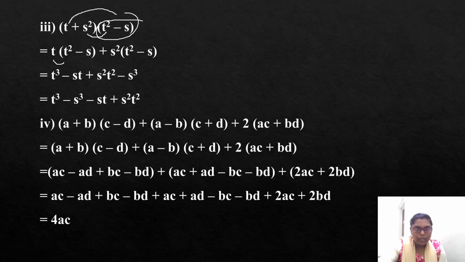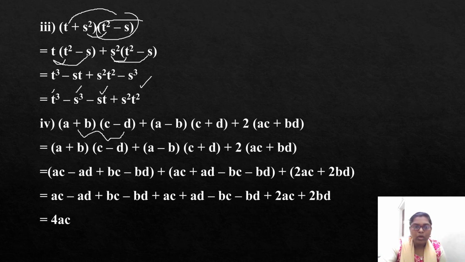T into t square, t power 3, minus t into s, st, plus s square into t square, s square t square, minus s square into s, s cube. Okay, I am arranging, nothing I did. T cube, s cube, st, s square t square. The same thing, this problem: a plus b, c minus d.